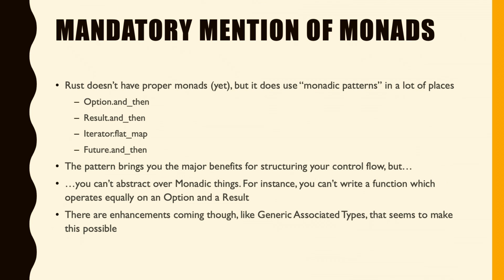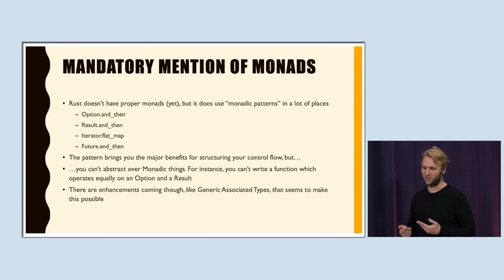Rust doesn't have proper monads, but a lot of things follow a monadic pattern where you can chain them together like this. In addition to option, there is result, which is like Haskell's either. Iterators have a flat map method. And in asynchronous Rust, futures also have an and then method, and so forth. This pattern helps simplify control flow greatly, but without proper monads, you can't abstract over monadic types, so you currently can't write a function that operates on either an option or a result, for instance.